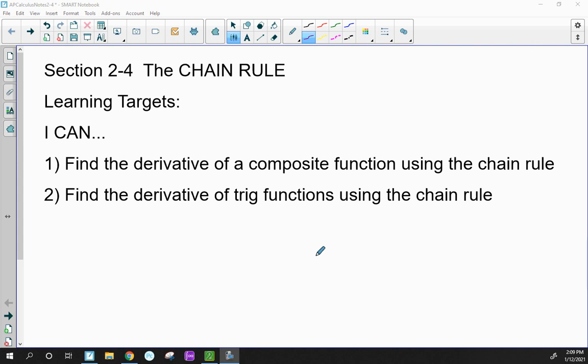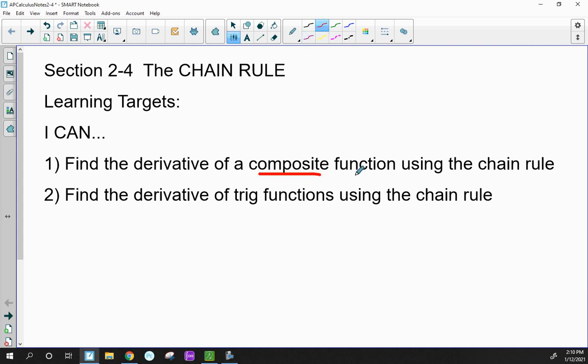AP. Today we're going to look at section 2.4 in your textbook, and the title is the chain rule. And this concept is very, very important to your understanding of derivatives in calculus. We have two learning targets. Number one, I can find the derivative of a composite function using the chain rule.